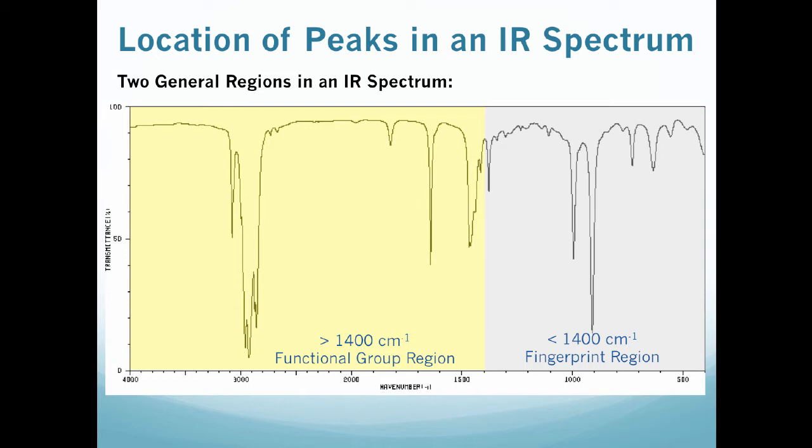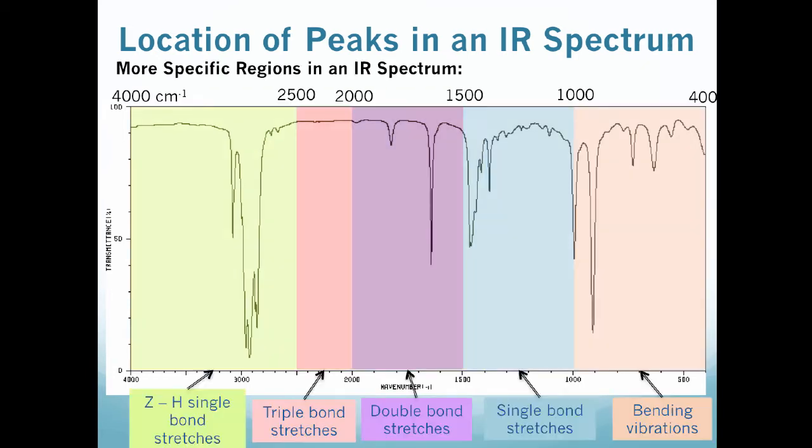We'll be able to get a little bit of information out of this region, but often it's polluted with a bunch of bending frequencies and things like that. So it's often hard to pull specific details out of the fingerprint region. So we'll mostly focus on the functional group region.